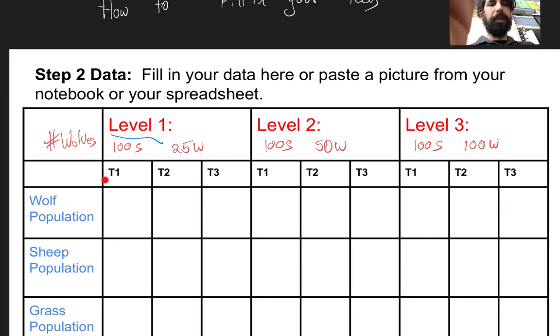At each level, I filled in the time. T is for time, and that's the time where I stop the simulator. And then I fill in my numbers for each population all the way across. You did this in class on Tuesday, and you can absolutely photograph the data table from your notes and paste it right in here.